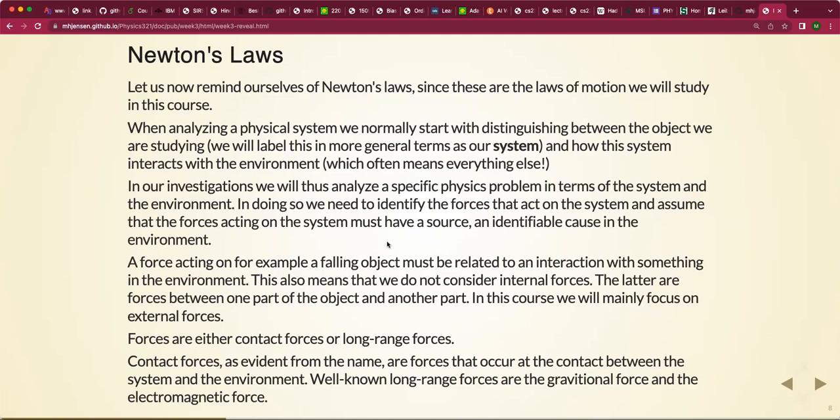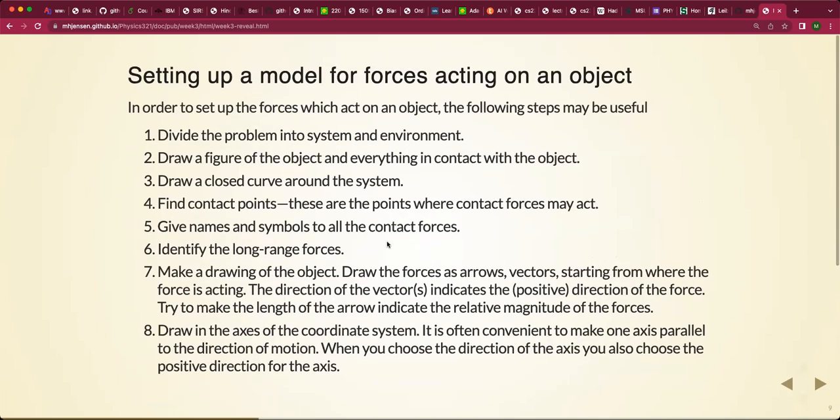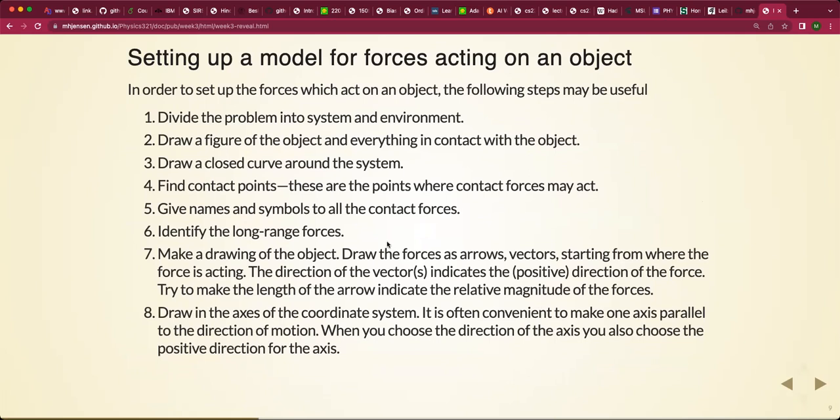So a quick reminder of setting up the model. I'm actually going to switch over to the whiteboard just to remind you of these basic steps. But you will find many of these basic steps here. So we're going to divide the problem into system and environment. You have to draw a figure of the object and everything in contact with it. You draw a closed curve, or you make a figure of the whole system. And then you find the contact points. You give names and symbols to all the contact forces.